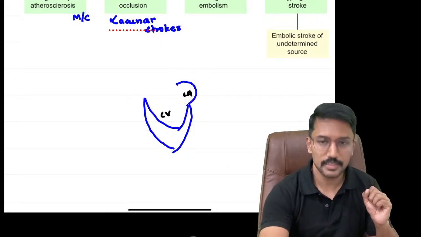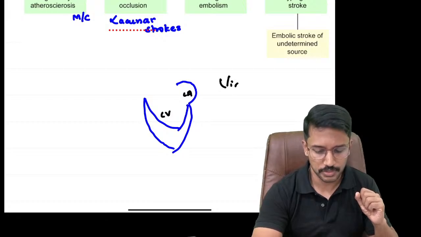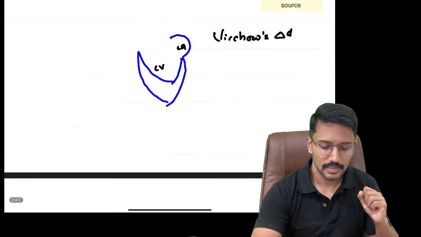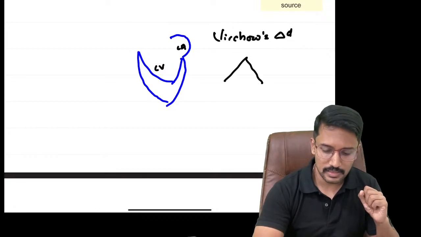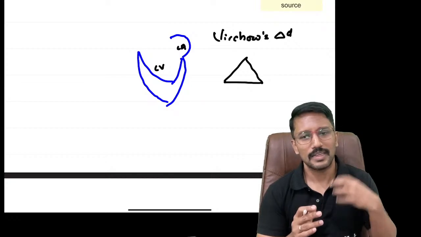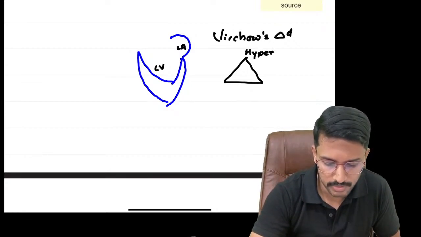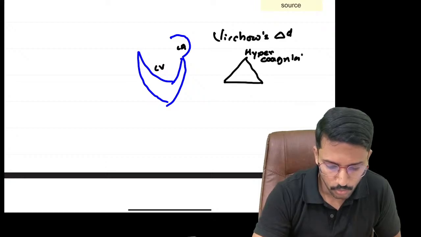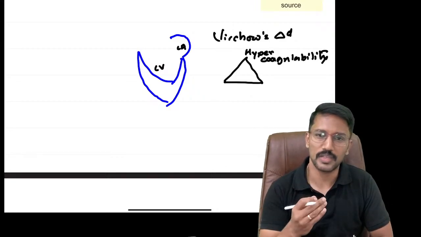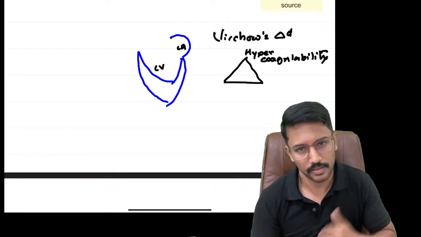Why does it have a tendency to coagulate? We will get back to something that you have already studied in physiology called Virchow's triad. What Virchow's triad says, there are three components which increase the risk of formation of a blood clot. What are those? First one, the inherent nature of the blood to coagulate, or what you call hypercoagulability. If you have antithrombin deficiency, protein C, protein S deficiency, your blood has tendency to clot easily. That is one.